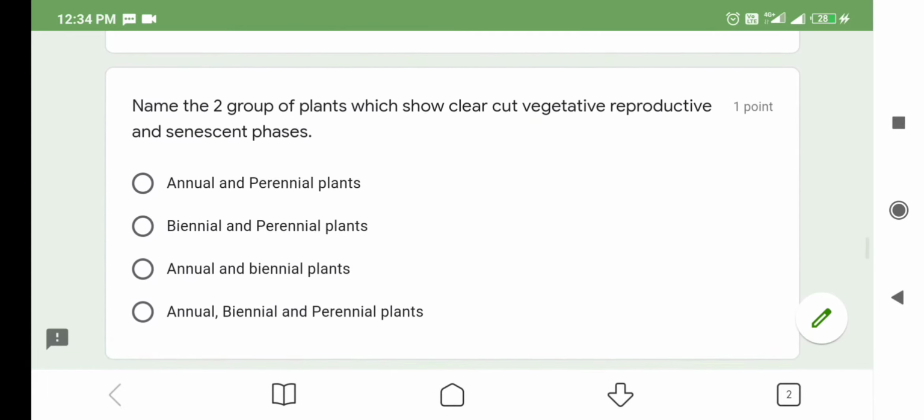The next question is, name the two groups of plants which show clear-cut vegetative, reproductive and senescent phases. In perennial plants, it is very difficult to see the vegetative, reproductive and senescent phases, but they are clearly seen in both annual and biennial plants. So, option number 3 is correct.